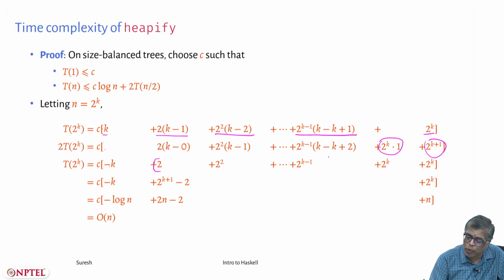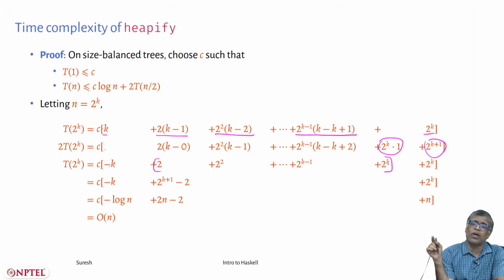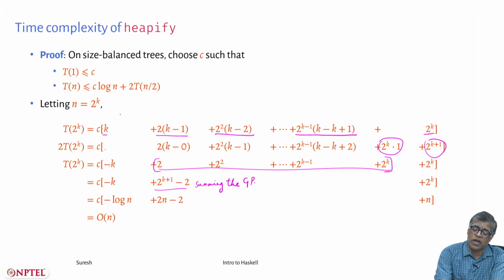What I can do is take this portion, 1 plus 2 squared plus whatever till 2 to the k minus 1, is 2 to the k minus 1, and this is just 2 times all that, so it is 2 to the k plus 1 minus 2. So, that is the summation here, this is just summing the GP, geometric progression. Okay. So, now I have a 2 to the k there. But minus k is minus log n, because n is 2 to the k, so k is log n, so this is minus log n.